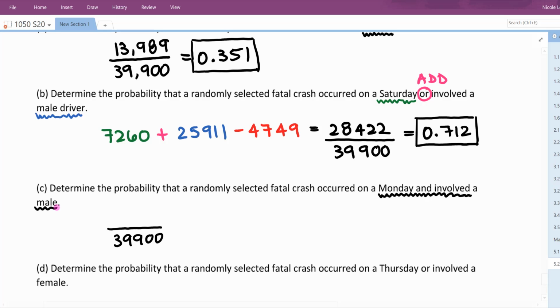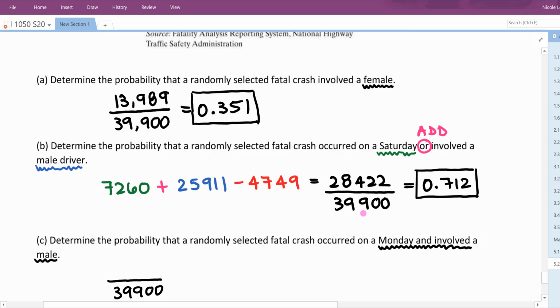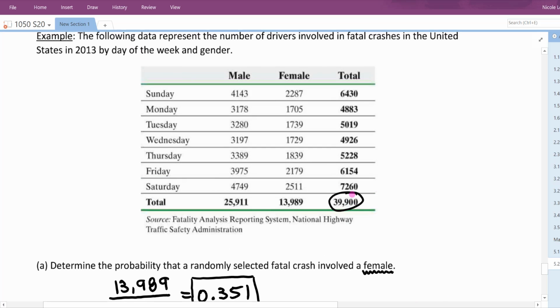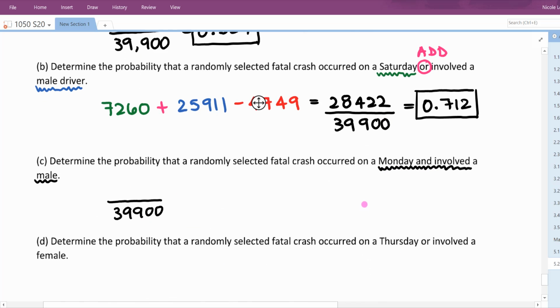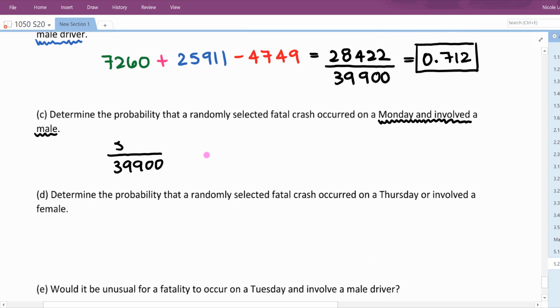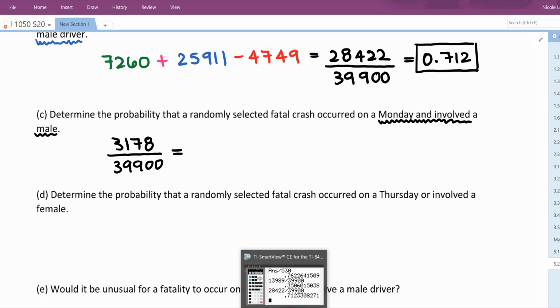So I'll have to go back to the table, and to figure out what goes on top, I need to see how many crashes occurred on a Monday and involved a male driver. So going back to our table, it needed to happen on a Monday and involve a male driver. So that's going to be this right here. So we had 3,178 crashes that happened on a Monday and involved a male driver. Okay, and then from here we just type this into the calculator.